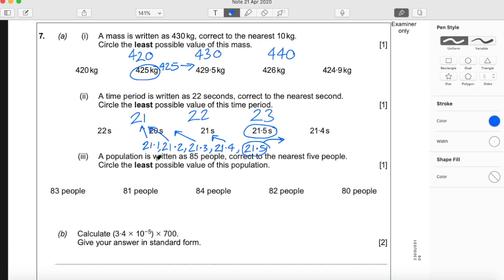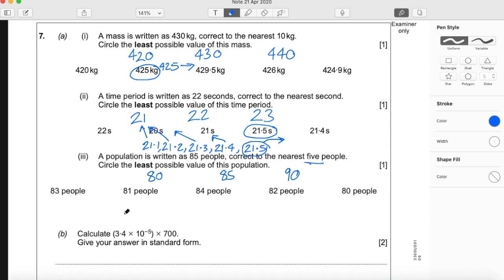Part 3, a population is written as 85 people, correct to the nearest 5 people. So we'd be going 5, 10, 15, 20, 25, 30, and so on up to 80, 85, which is the number in this question, and possibly onwards to 90, and so on. And again, it wants us to circle the least possible value of this population.